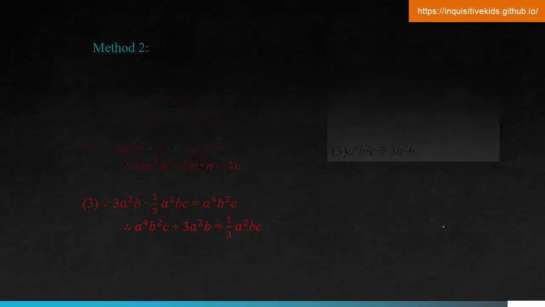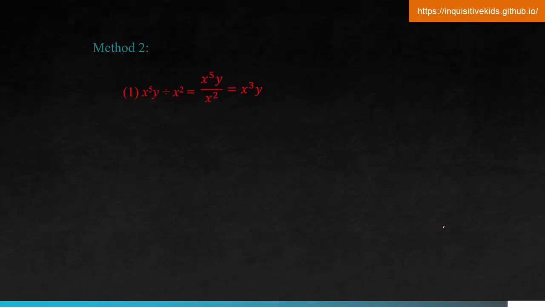So we have a method 2. X to the fifth power y divided by x squared can be rewritten in fraction form as x to the fifth power y divided by x squared, which equals x cubed y. This can be rewritten as x to the fifth power over x squared times y. And then we just focus on the fraction part over here.